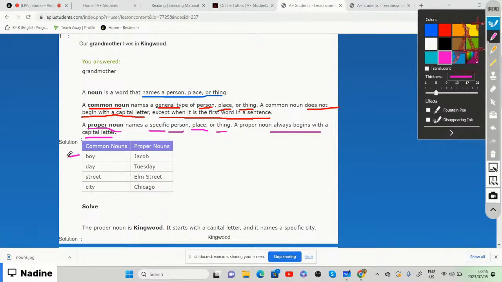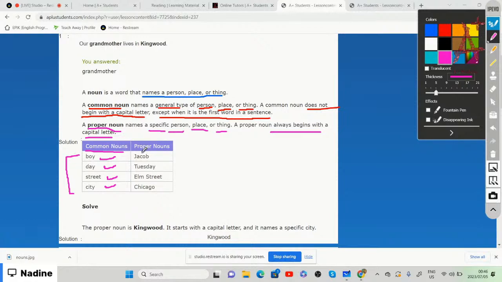Like for example, over here, the common nouns are, for example, boy, day, street, city, right? So these are just general things. Like they say, a general boy. We can mention any boy. So a common noun just says boy, but it can be any boy. A common noun just mentions day, but it can be any day of the week. A common noun just mentions the word street, but it doesn't identify what street we're talking about. A common noun just says city, which means it can be any city, right?